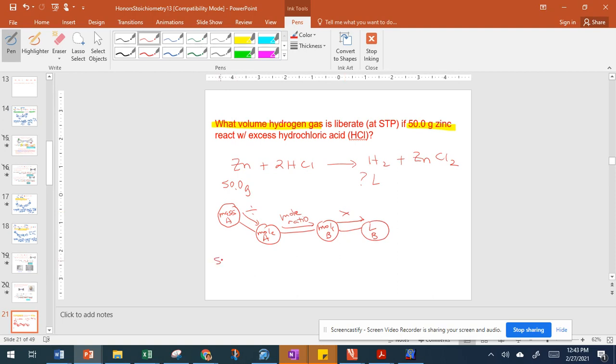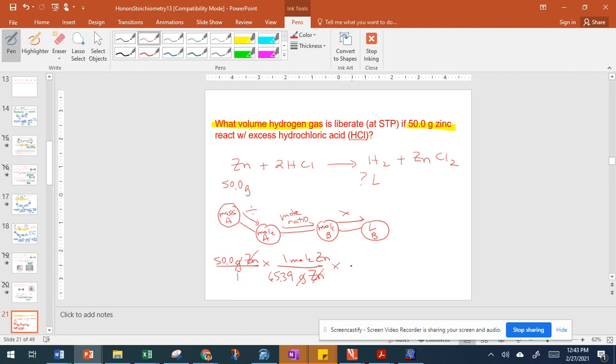So we have 50 grams of zinc. And then we're going to use our molar mass. So you notice here, grams of zinc, grams have to go on the bottom, 1 mole on the top. Look at our periodic table, that's 65.39 grams. And you notice here grams cancel out, zinc cancels out, we're left with moles of zinc.